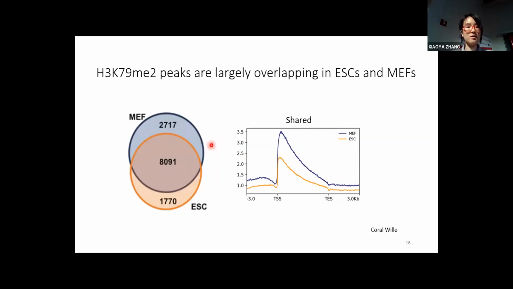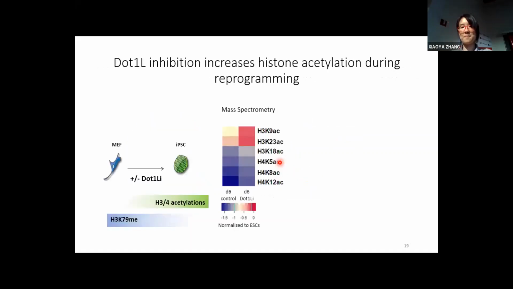ChIP-seq for K39 dimethylation in somatic cells and stem cells. We can see that most K39 peaks are found on shared genes between somatic cells and stem cells. In those shared genes, you can see somatic cells have a higher enrichment of K39 dimethylation compared to the stem cells, so in stem cells it is less on the same locations.